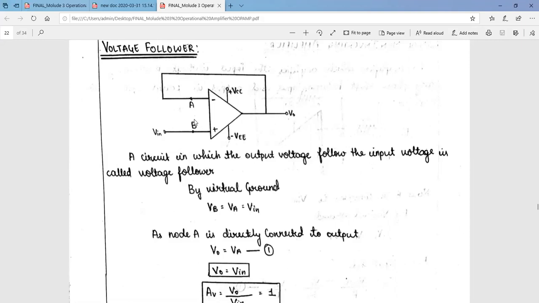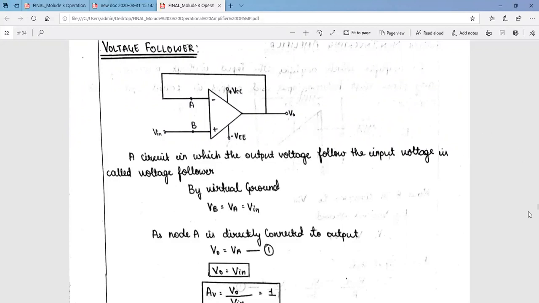Here, first I need to see what is the voltage at point B. Since node B is connected to Vin, VB will be equivalent to Vin, and by virtual ground, VB is equivalent to VA, which is equivalent to Vin. You can see in the circuit that node A is directly connected to the output. So your output voltage Vo will be the same as the voltage at point A. Clear? Which indicates that Vout is equivalent to Vin. That is the definition of this circuit, that your output voltage will follow your input voltage.